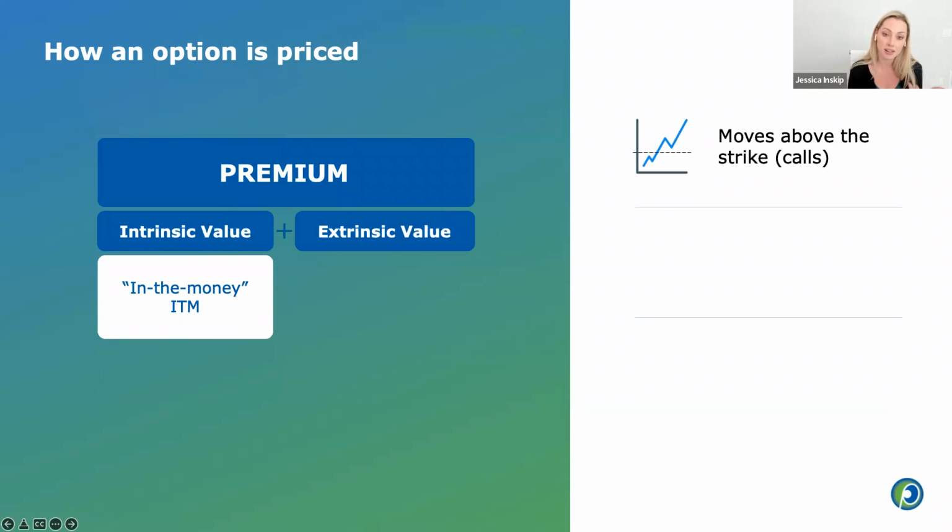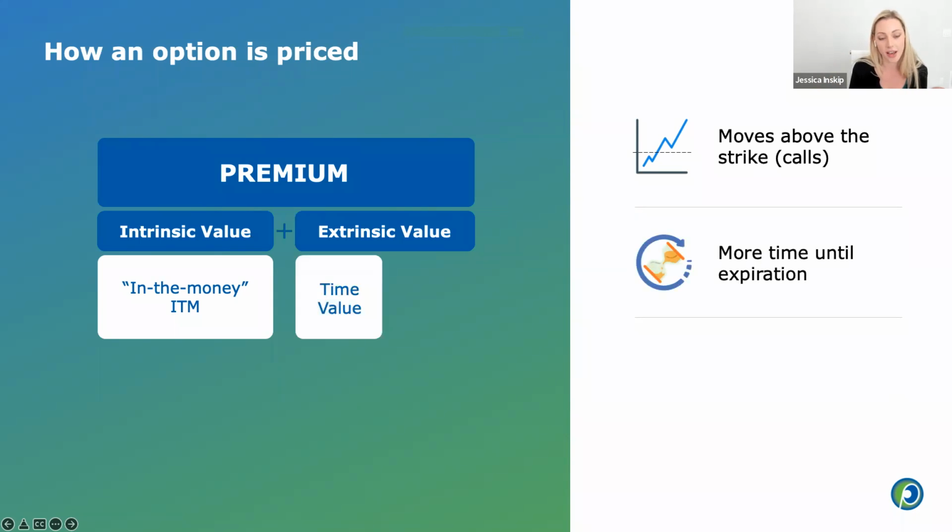So that's the in the money value, or the actual value that the option is worth. And we'll dive deeper into that with some examples as well. With the extrinsic value components, there are two pieces. The first is time value, and that makes sense. The more time a contract has to move above or below its strike or have in the money value, or intrinsic value, the more expensive it's going to be.